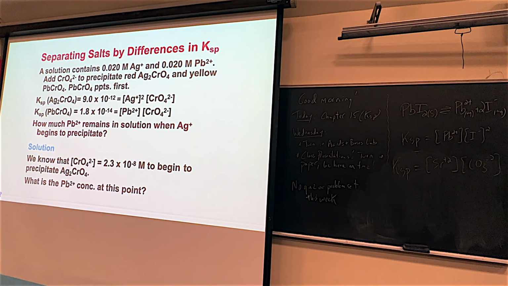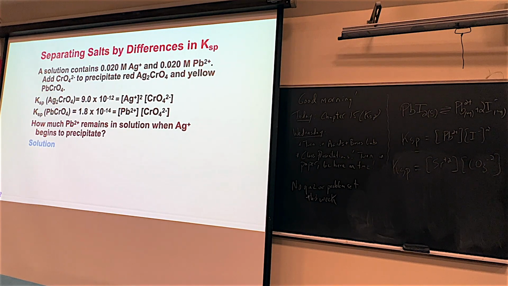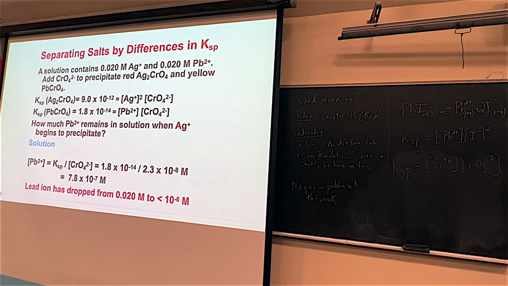Really good question. Mathematically, it's not hard. We're going to use the KSP for PbCrO4, but we're going to put the chromate from the silver chromate in here. We're going to put this number in right here, and we're going to solve for the lead. So mathematically, the KSP for PbCrO4 divided by the chromate when the silver begins to precipitate, which is 2.3 times 10 to the minus 8. This divided by that, lead is 7.8 times 10 to the minus 7th.